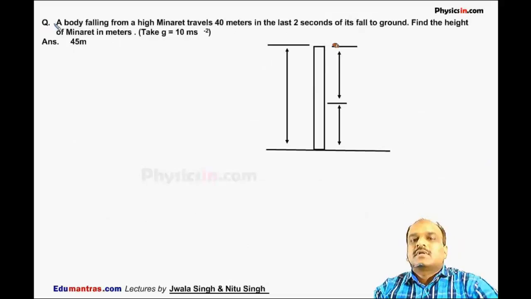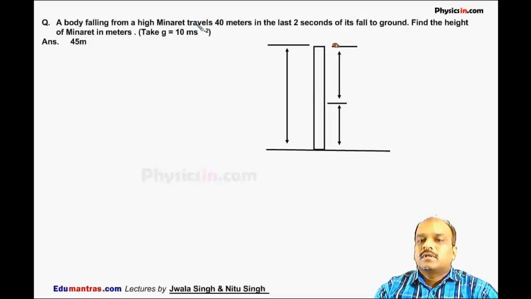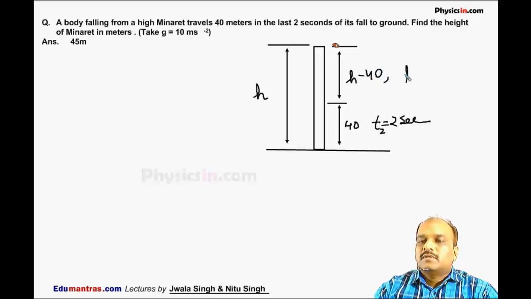Next question is, a body falling from a high tower travels 40 meter in the last 2 seconds. So this distance is 40 meter and the time is 2 seconds. Find the height of the tower. We know in the last 2 seconds it traveled 40 meter. Let the height of the tower be h. So this height becomes h minus 40, and let this time be t1. Now the acceleration due to gravity here is 10 meter per second square.